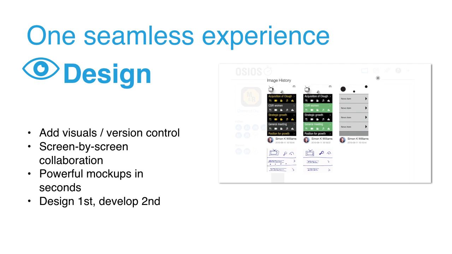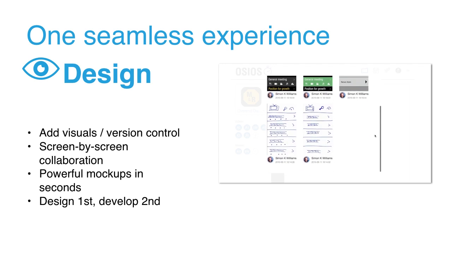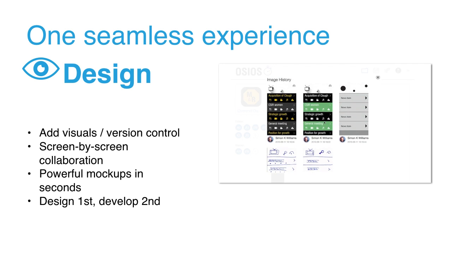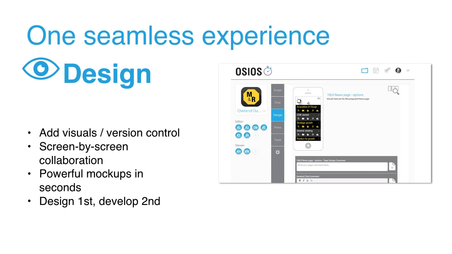We also see a history of those visuals. So the visuals might start off as just a simple wireframe, and over time that visual's improved, and we can see that evolution. It also means that we can go back to a previous version if we need to. Now what's even more important is we can actually create mock-ups here.